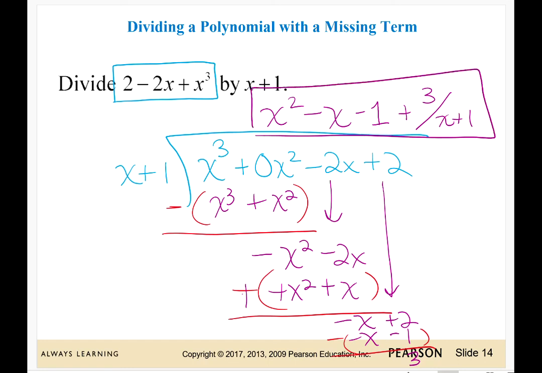And then just in the interest of time, you guys know how to check. You take this quotient, multiply it by this divisor, and then you're going to add your remainder. So if you want to, you can multiply that out, double check, make sure it works. But just for the interest of time for this video, I will not do the check on that problem.